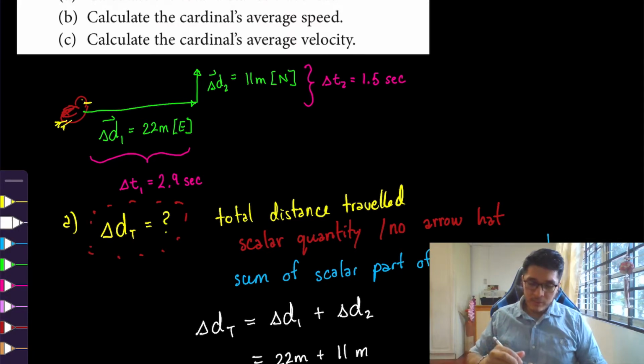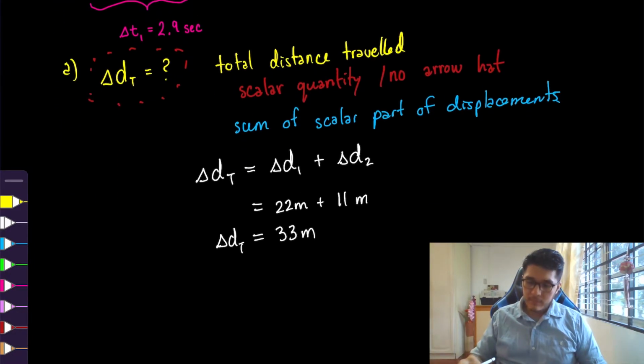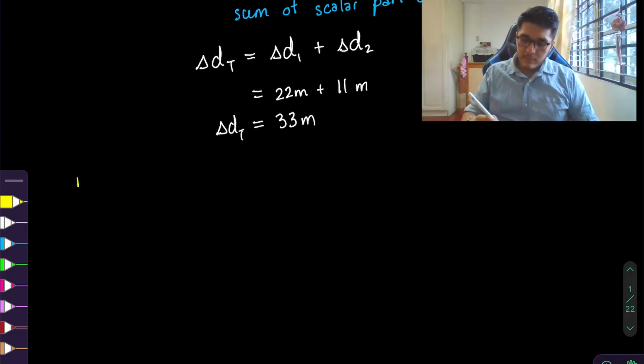So let's see what part B asks us to find. To calculate the cardinal's average speed. The notation that we use for average speed is v average. So average speed.